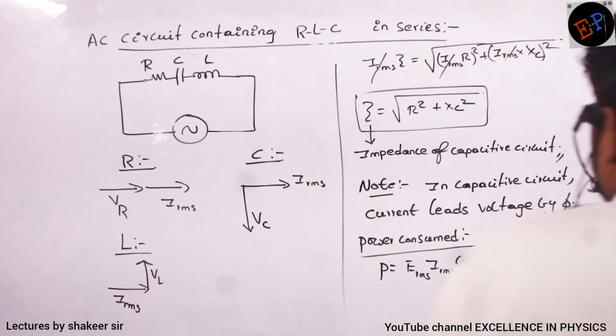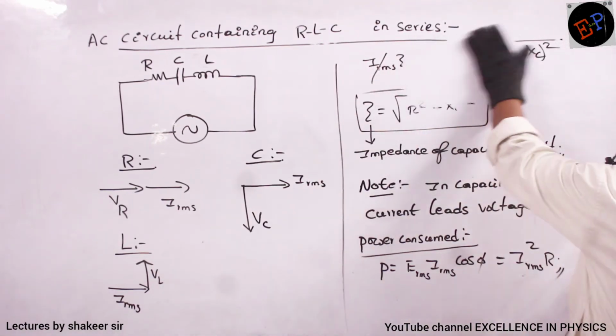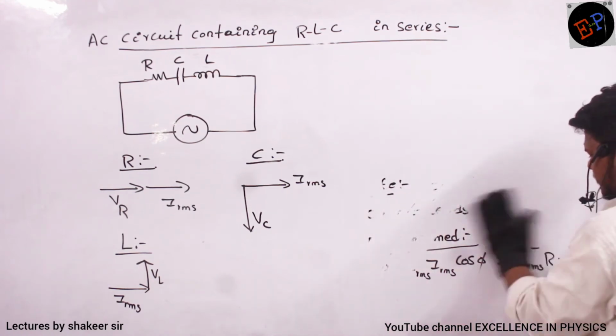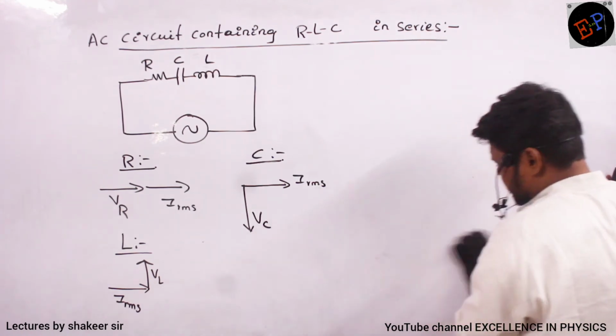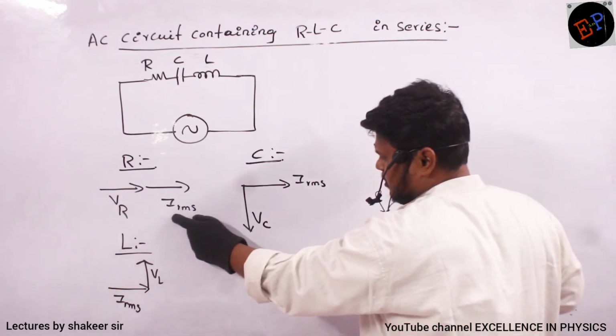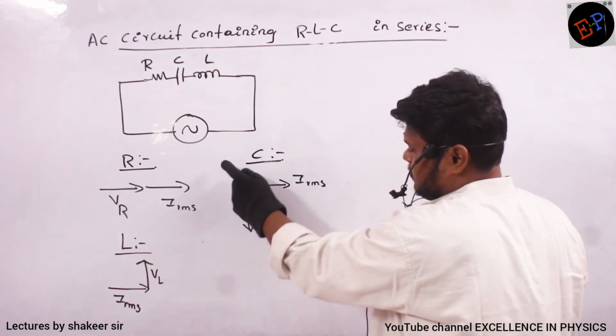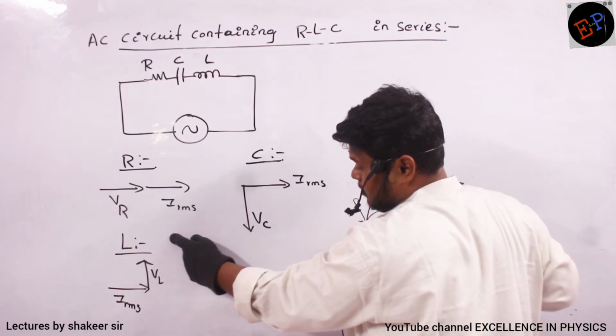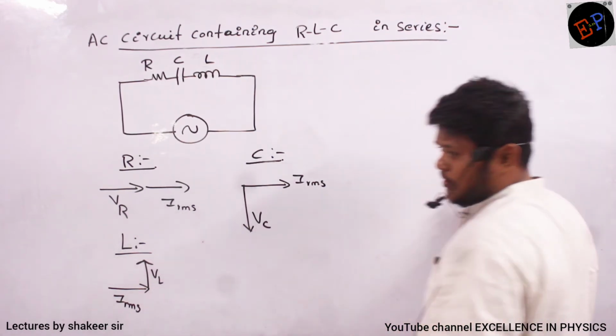Now next we are studying the last type of circuit, which is called the RLC circuit. Clear? Now these are the phasor diagrams. In the resistor, voltage and current will be in phase. In the case of capacitor, current leads voltage by 90 degrees. In the case of inductor, voltage leads current by 90 degrees.